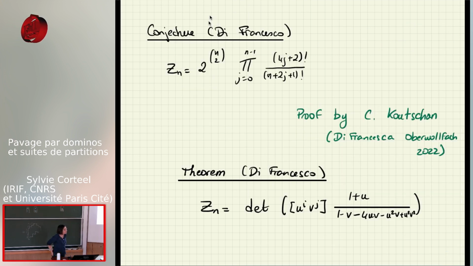And so the conjecture of Di Francesco is that this number of tilings is a nice product formula, something we call very nice. It's a power of 2, 2 to the n choose 2, times a product of ratios of factorials, namely from j equals 0 to n minus 1, of (4j plus 2) factorial divided by (n plus 2j plus 1) factorial.